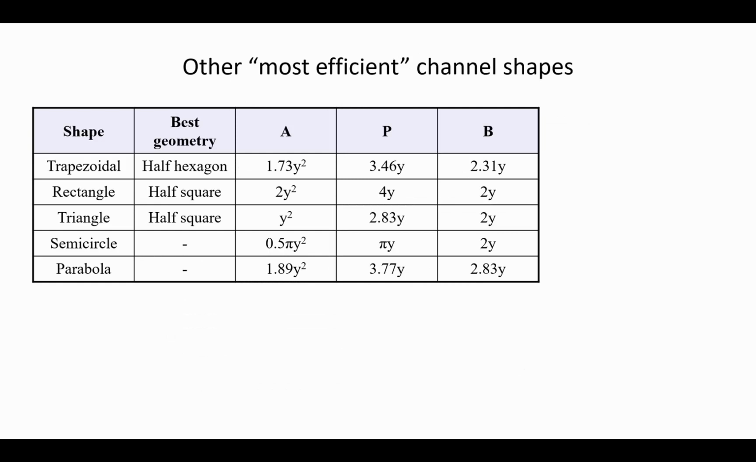So the other most efficient channel shapes are defined in the textbook. For a trapezoidal channel, for a rectangular channel, the most efficient one is a half square. For a triangular channel, it's also a half square, but it's just turned on its side. Semicircle and parabola. So here's that triangular channel. It's the one that most nearly accommodates a half circle.